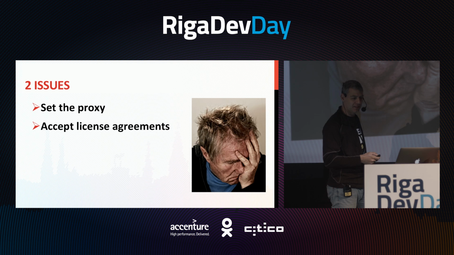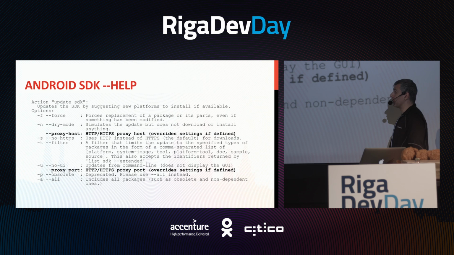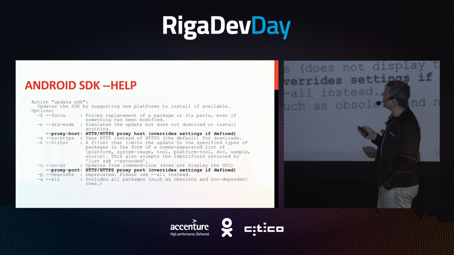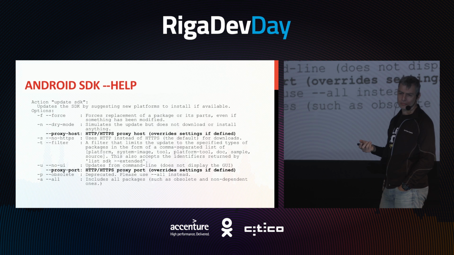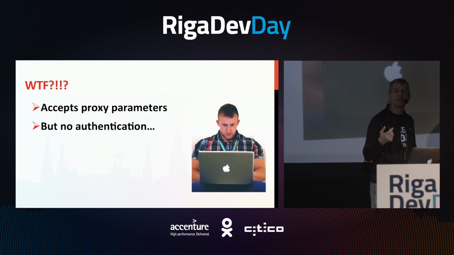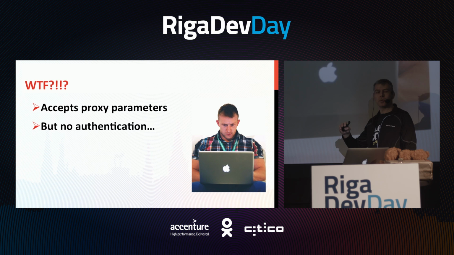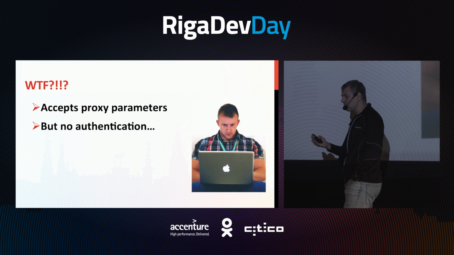So first issue, the proxy. Again, the Google engineers are quite smart. So when you run update SDK --help, it tells you how to set the proxy host and the proxy port. Done. Or what did I forget? Sure. So the Google engineers are not so smart after all. They tell you about the proxy, but there is no authentication. Like everyone can go through the proxy unauthenticated and browse not nice sites.